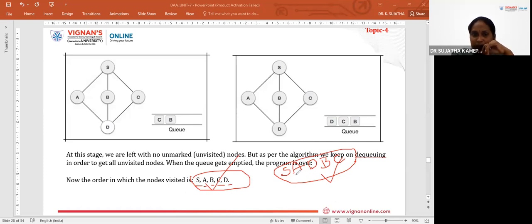Right. So I hope that you all understood how breadth first search works and how depth first search works and how these two differ from each other. For knowing the difference only, I gave the same example for both methods.